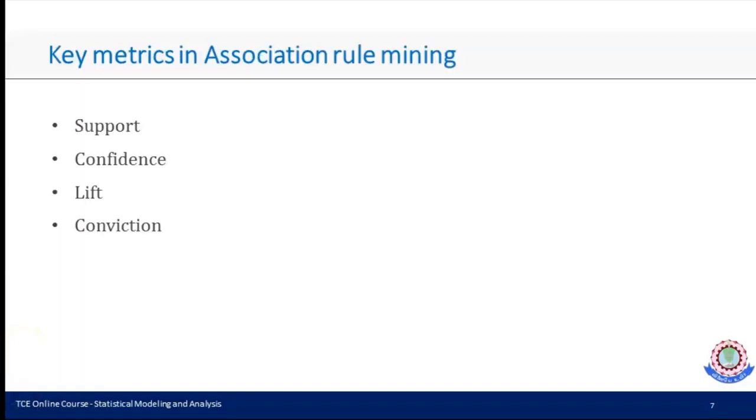The following are the key metrics that have to be considered while evaluating association rule mining. Let's see the definitions behind the key metrics. The first is support, the second is confidence, the third is lift, and the fourth is conviction.